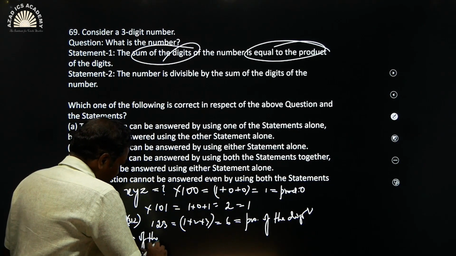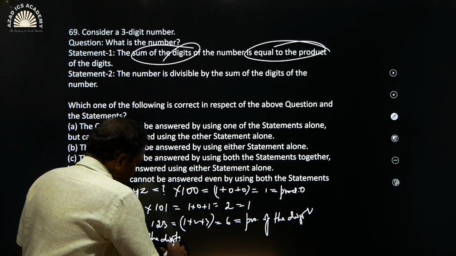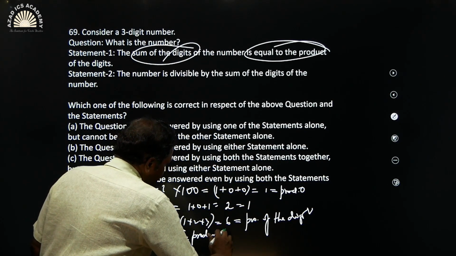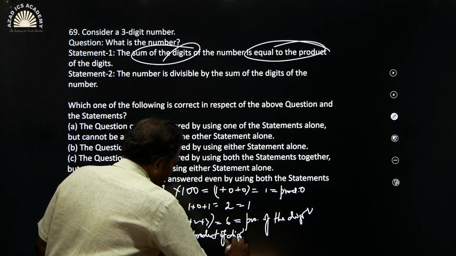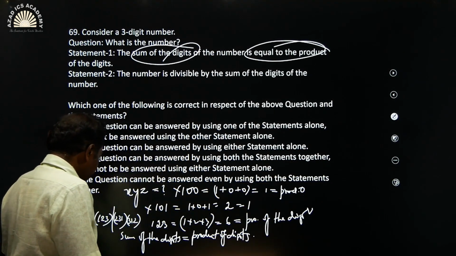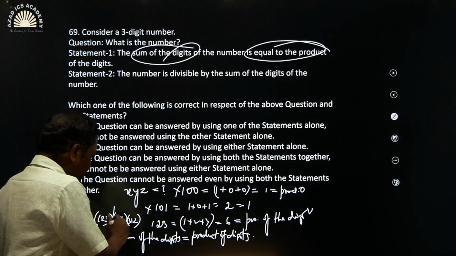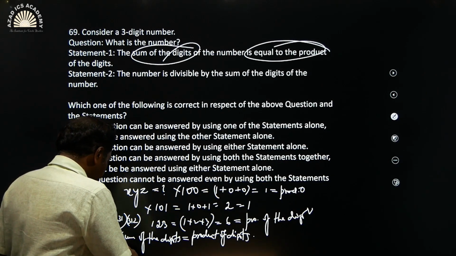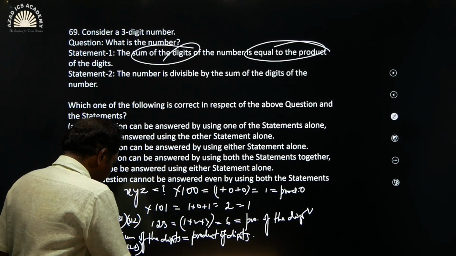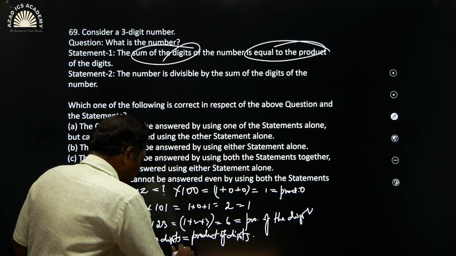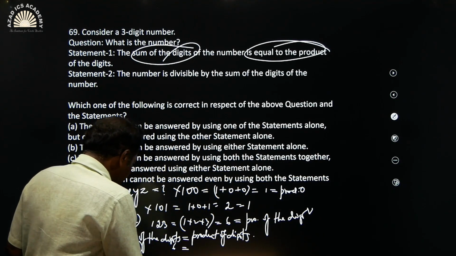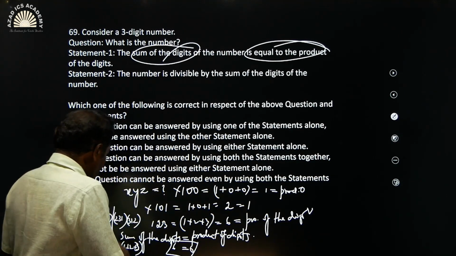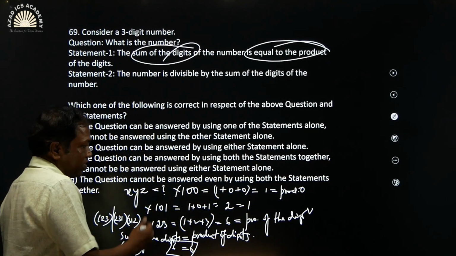The sum of the digits is equal to the product of the digits. Product of digits should match. This is the condition. The sum of the digits is 1 plus 2 plus 3, 2 plus 3 plus 1, or 3 plus 1 plus 2. Any number you can take. But see, 1 plus 2 plus 3 is 6. 6 is the product of 1 into 2, 2, 2 into 3, 6. Again this suits also. So 1, 2, 3, 2, 3, 1, or 3, 1, 2.